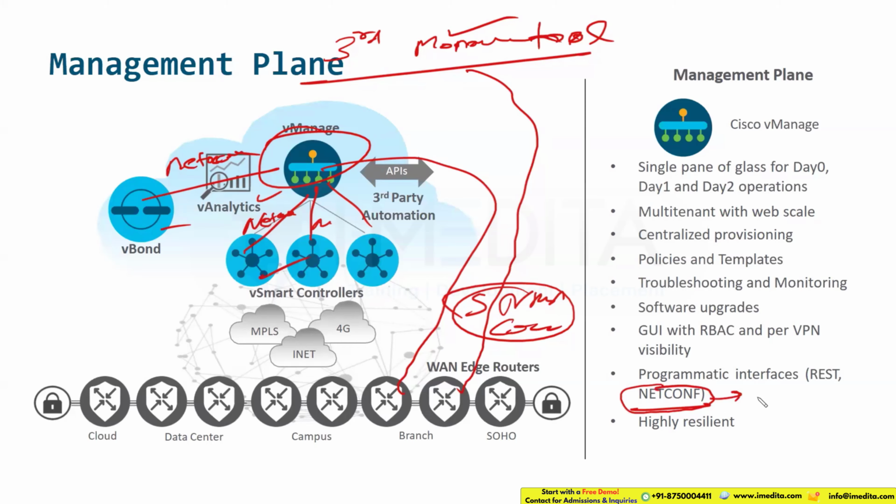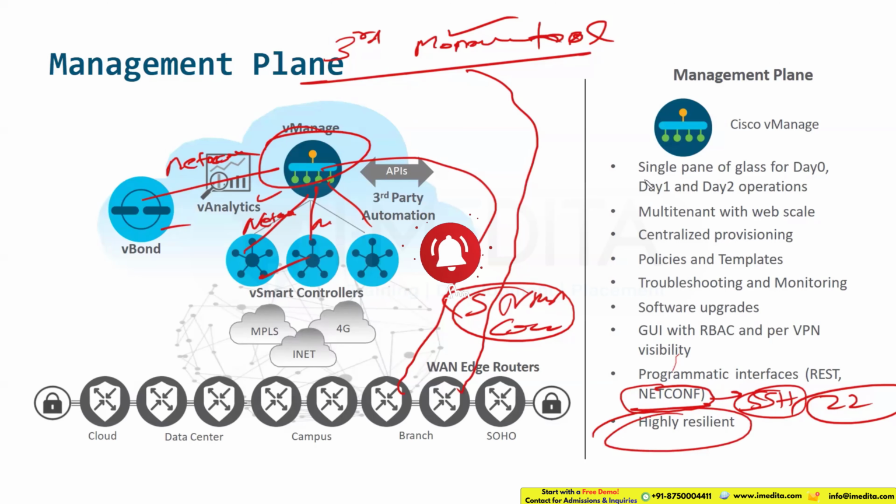Why? Because it is a fully secure protocol and it runs on top of SSH, port number 22. And it is highly resilient. Why? Because its operating system is Linux-based. The kernel of the operating system is Linux-based. So the operating system of the vManage was developed on top of Linux. That is something that you should always keep in your mind. And that is why we call it highly resilient.